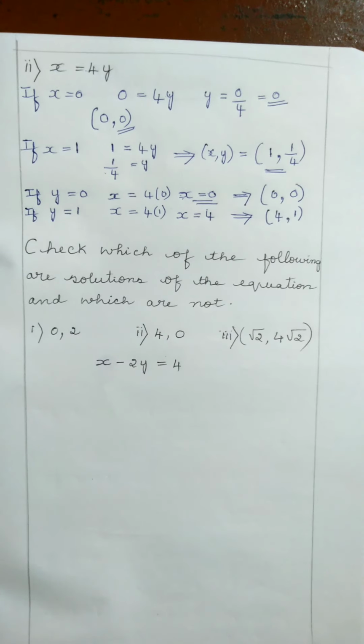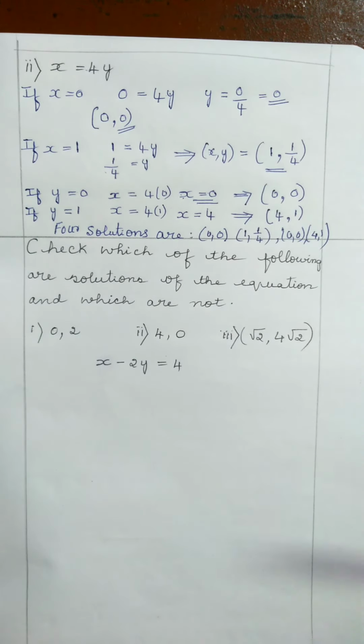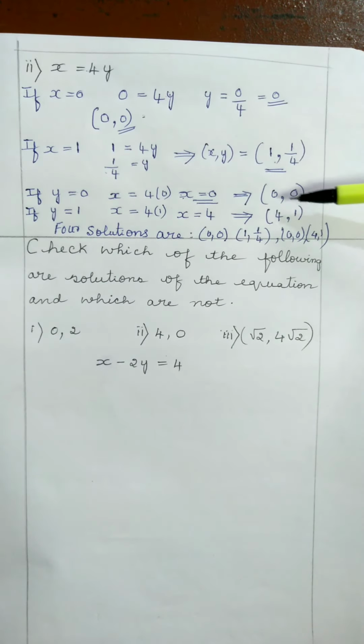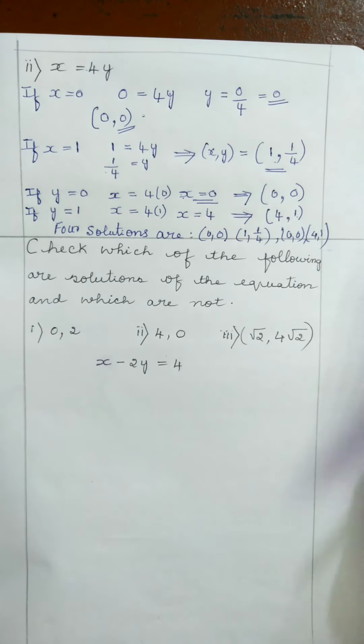Therefore, 4 solutions of the given equation are (0, 0), (1, 1 by 4), again (0, 0) and (4, 1). That is the answer. Take the next question.